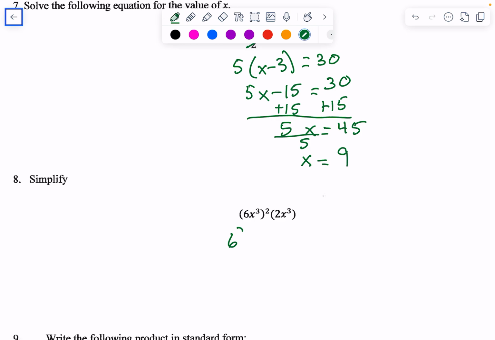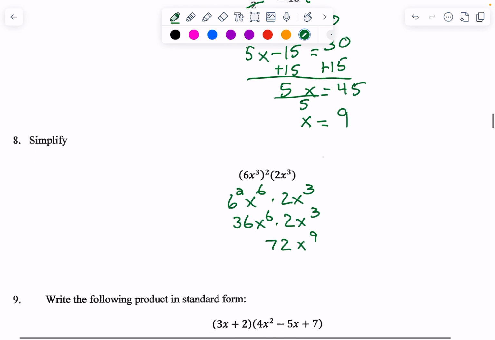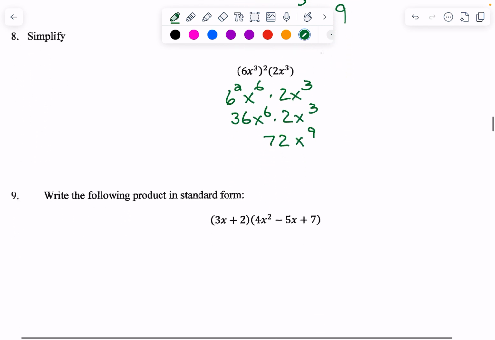All right, so this is x squared, and x to the 3 times 2, which is 6, times 2x to the 3rd. X squared is 36. X to the 6 times 2x to the 3rd. This becomes 72. 72x to the 9th. All right. Which of the following is the product in standard form?